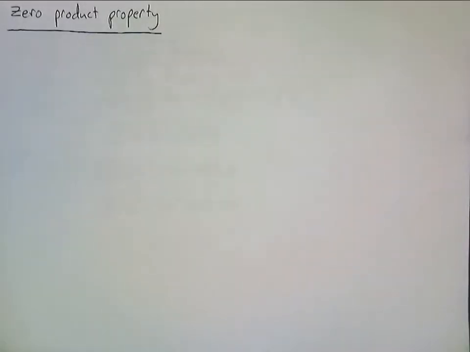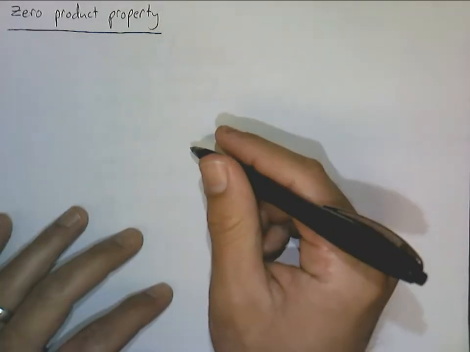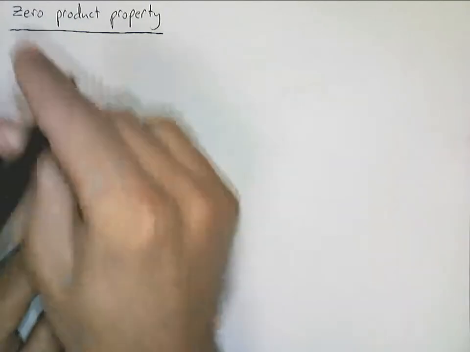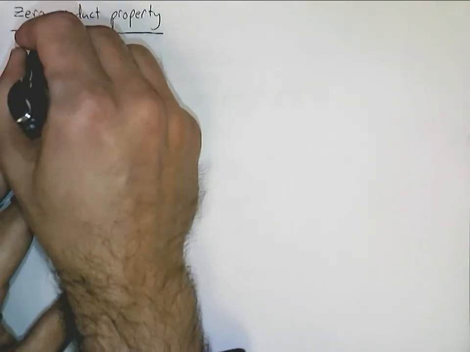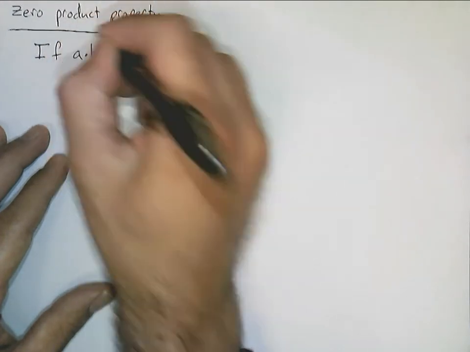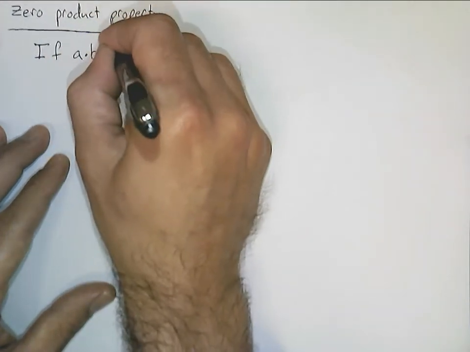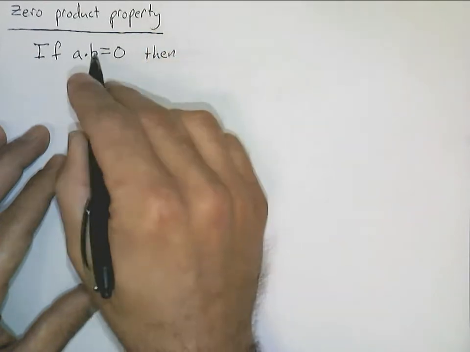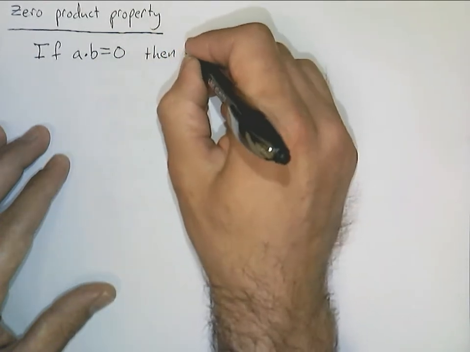Now, the zero product property is how we're going to use factoring to solve polynomial equations. And we've talked about this in class before. The zero product property basically says that if you have a product of two things, say A and B, and that product equals 0, then one of those two things has to be 0.